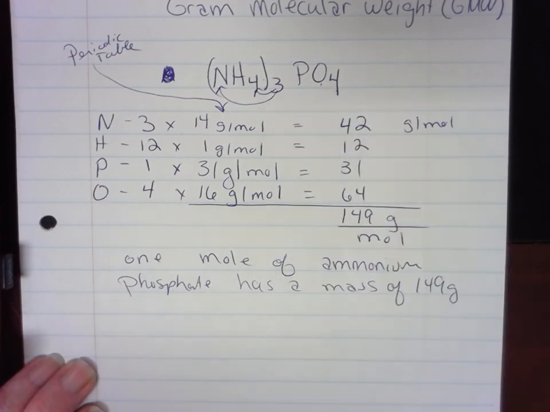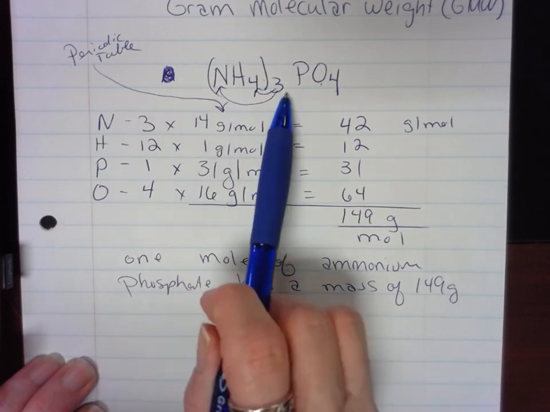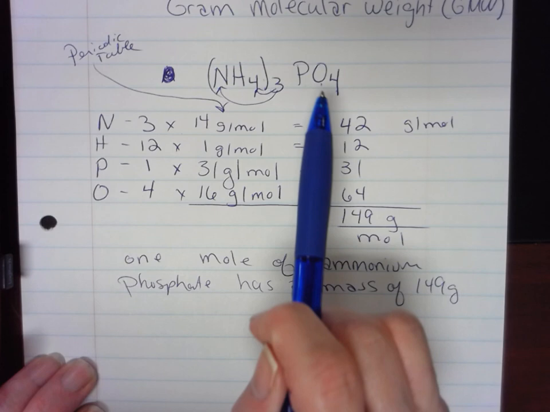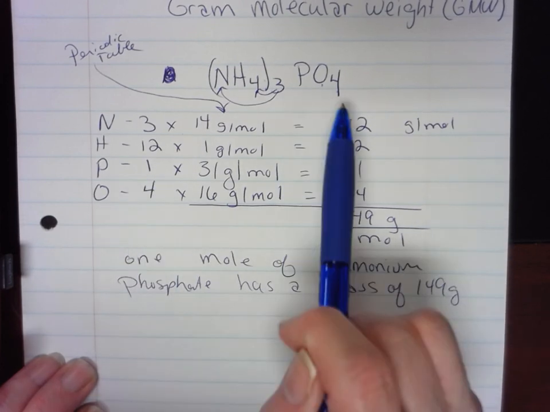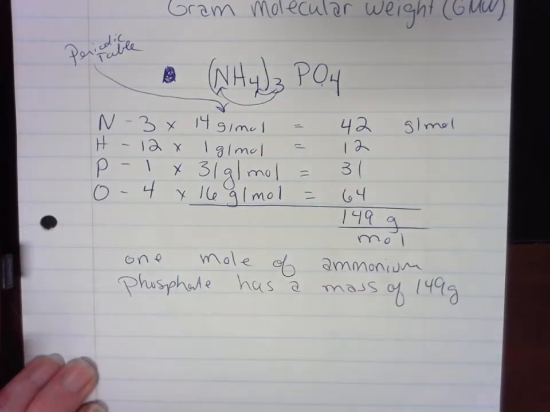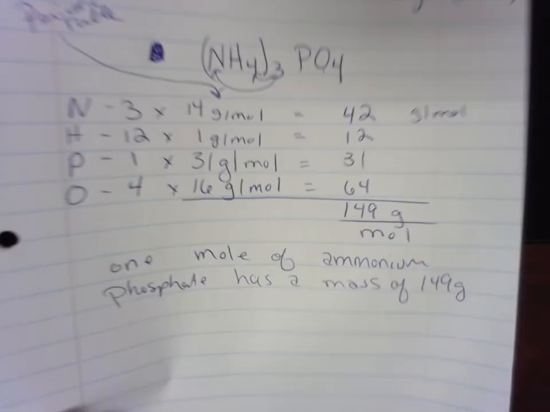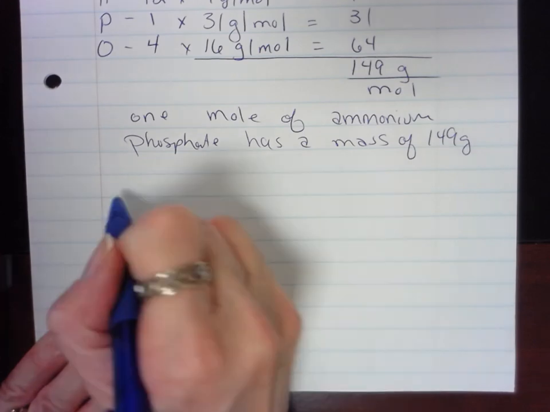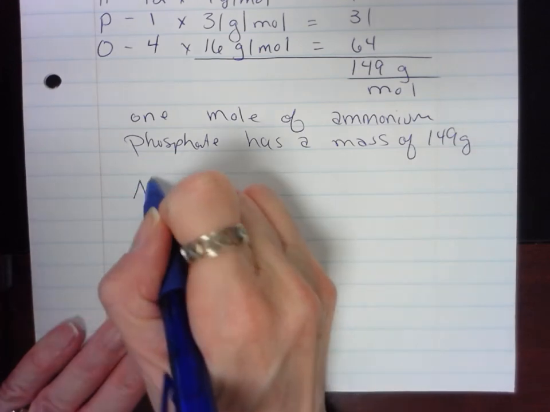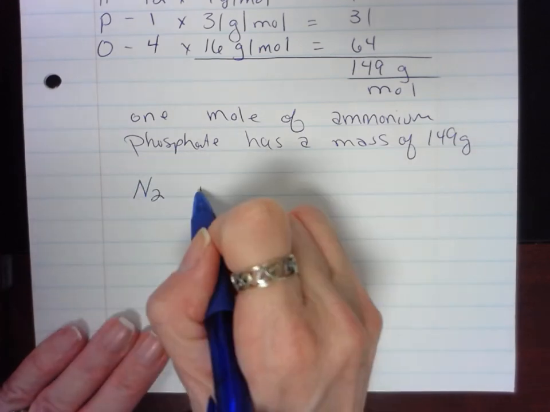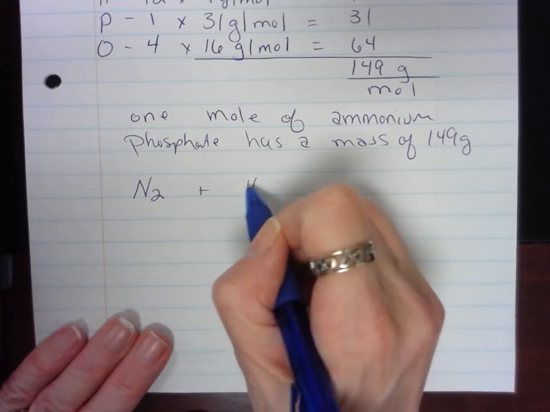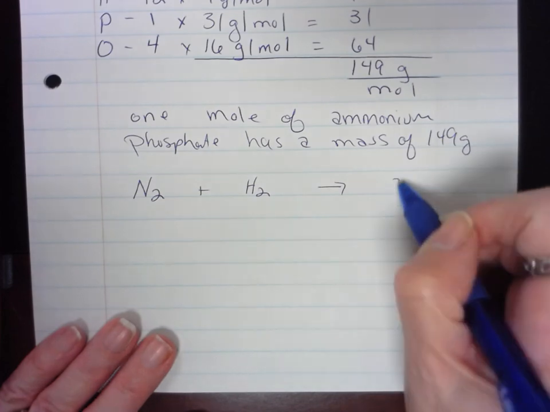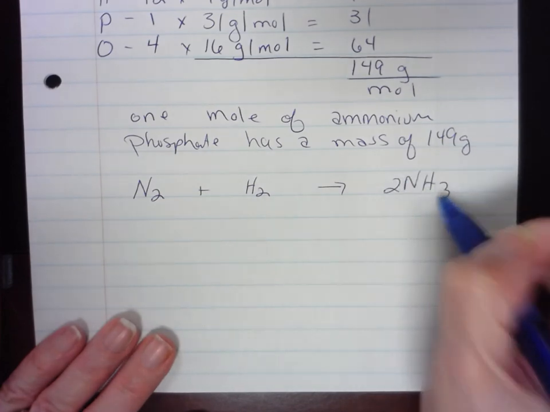So you got 3 times 1 is 3 nitrogens, 3 times 4 is 12 hydrogens, 1 phosphorus, 4 oxygens. Now let me tell you the second mistake that people make. When you're reading a formula, like this common one that you've had, N2 plus H2 is going to give you 2NH3.